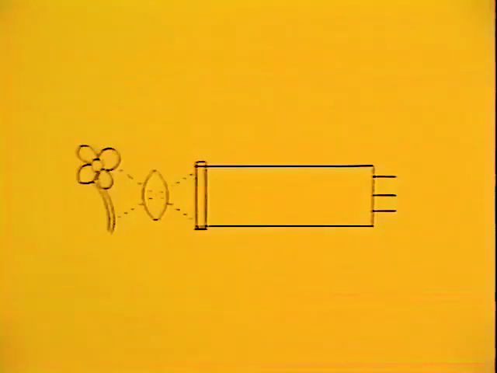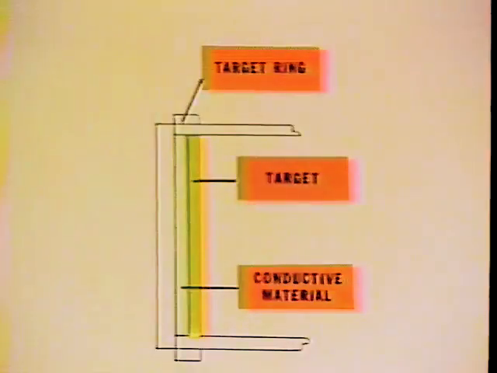The plumbicon is a special type of vidicon. As almost all tubes in use are now plumbicons or vidicons, we will concentrate on how the vidicon works. The vidicon is a straight glass tube. The light from the scene to be televised is focused on the flat glass plate at one end.